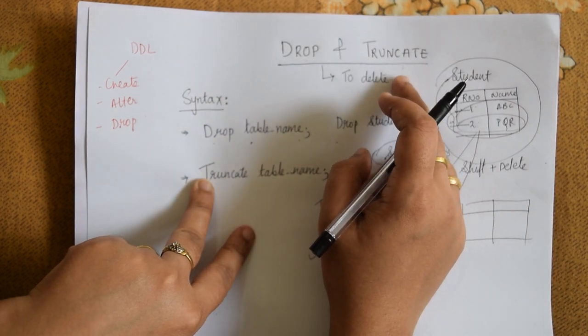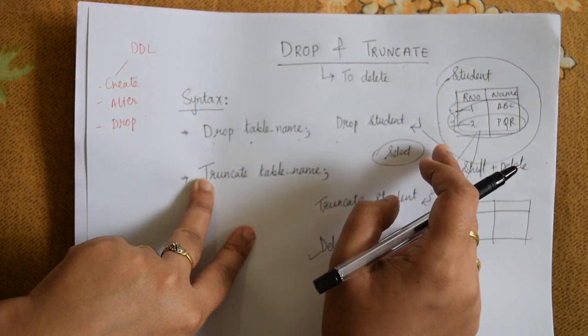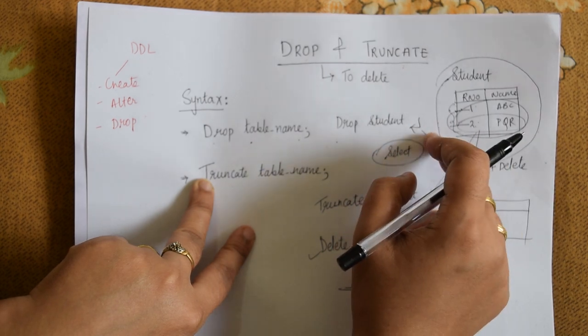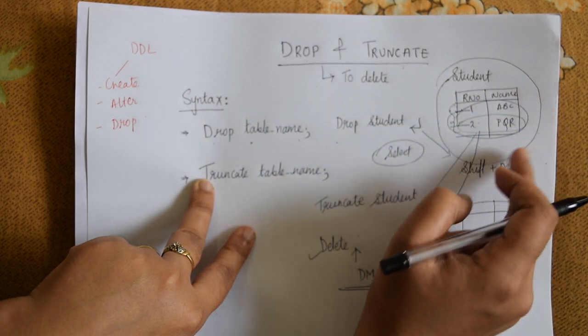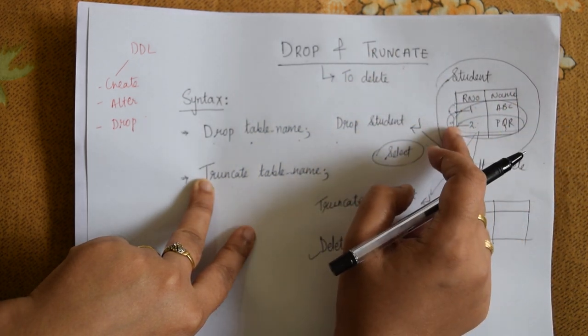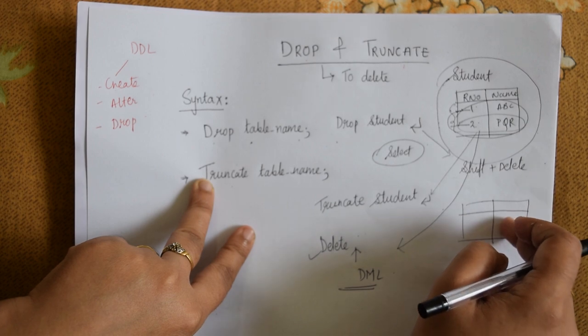You can use the drop command to delete the table permanently from the database, and you can use the truncate command to delete the values from the table, and the structure of the table will be as it is.